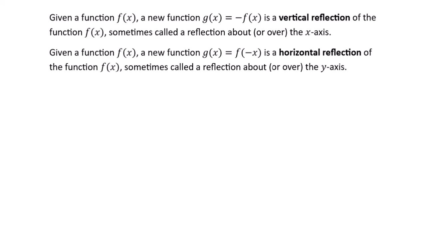All right, given a function f of x, a new function g of x equaling negative of f of x is a vertical reflection of the function f of x, sometimes called a reflection about or over the x-axis. If we have the function f of x and come up with this new function g of x equals f of negative x, this will be a horizontal reflection of the function f of x. Sometimes this is called a reflection about or over the y-axis.